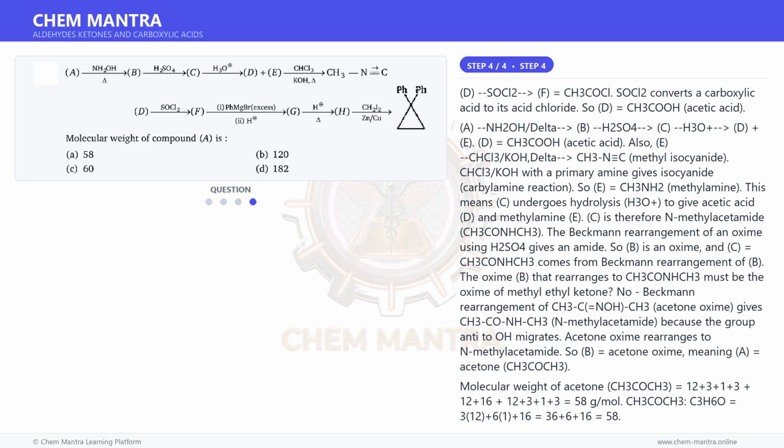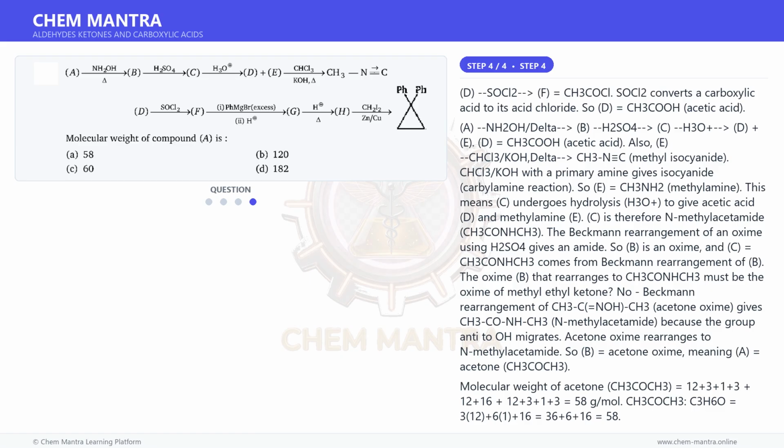And for the next step, D, SOCl2, gives F, which is CH3COCl. SOCl2 converts a carboxylic acid to its acid chloride. So, D is equal to CH3COOH, acetic acid. A, NH2OH, then delta, gives B; H2SO4 gives C; H3O+ gives D plus E. D is equal to CH3COOH, acetic acid.